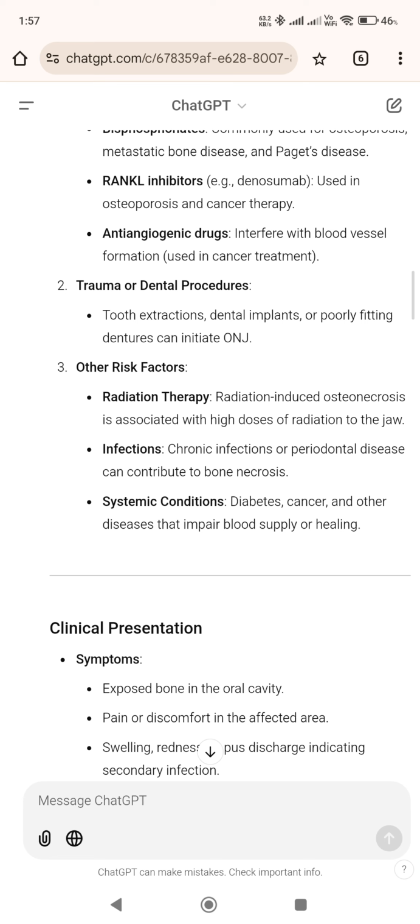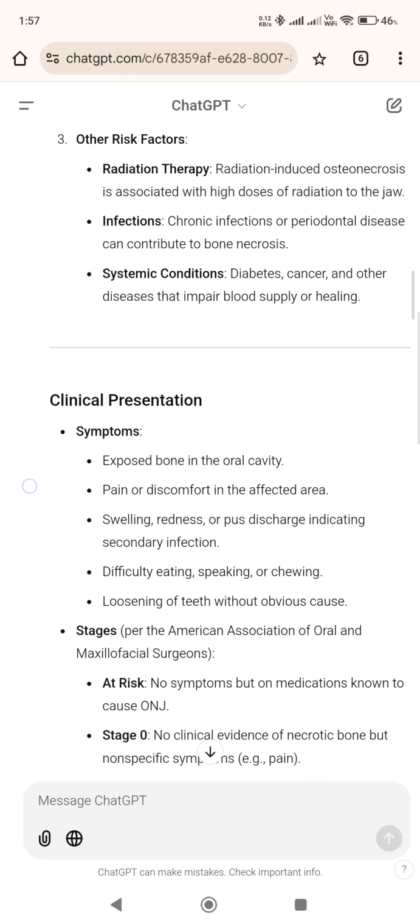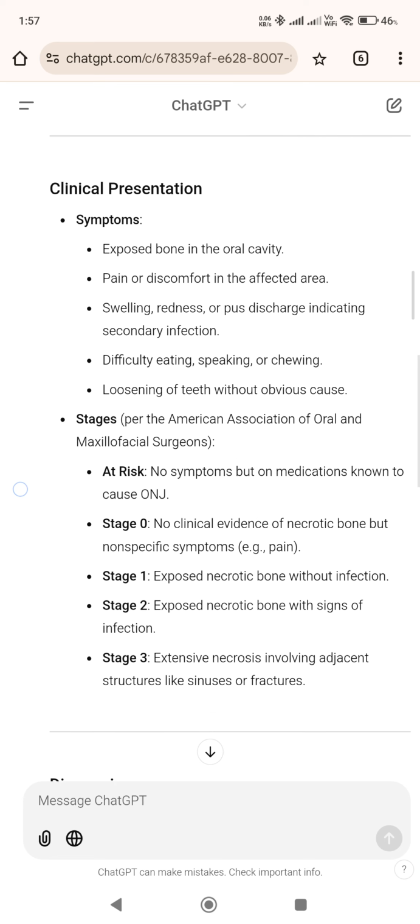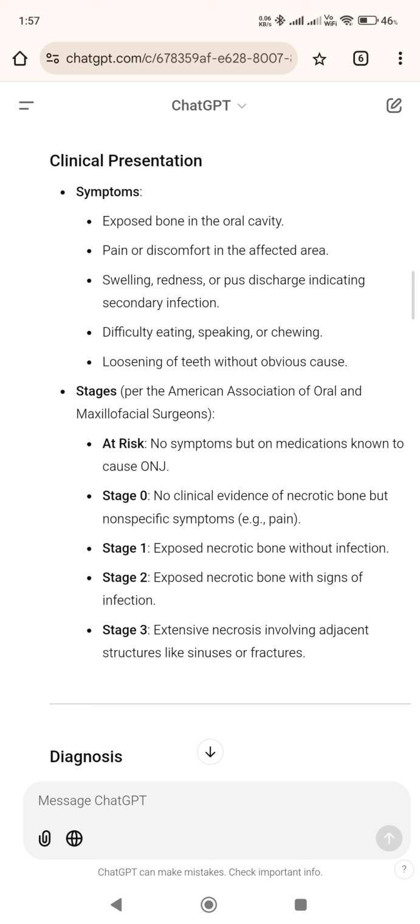Clinical presentation. Symptoms: exposed bone in the oral cavity, pain or discomfort in the affected area, swelling, redness, or pus discharge indicating secondary infection, difficulty eating, speaking, or chewing, loosening of teeth without obvious cause. Stages, per the American Association of Oral and Maxillofacial Surgeons: at risk, no symptoms but on medications known to cause ONJ.